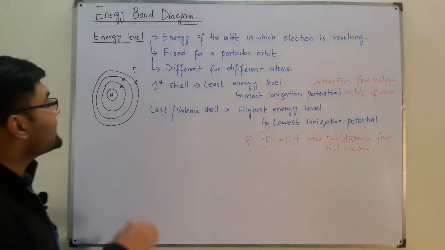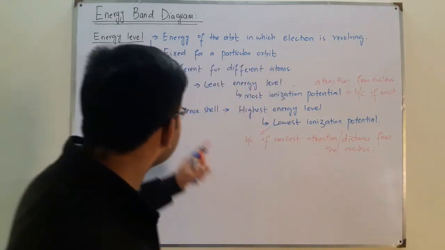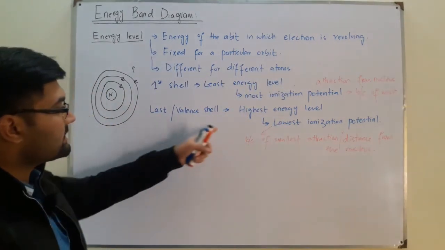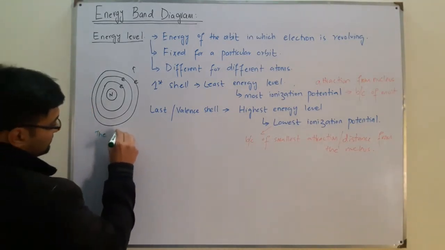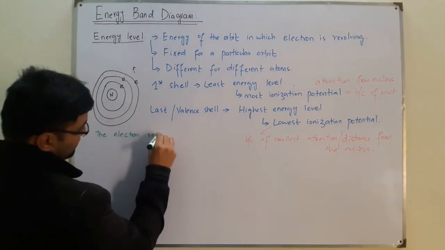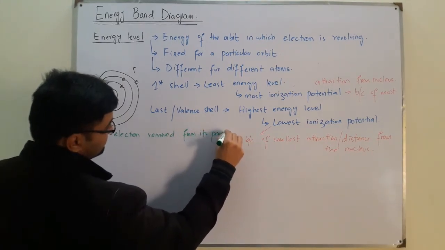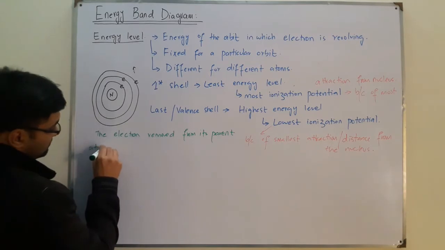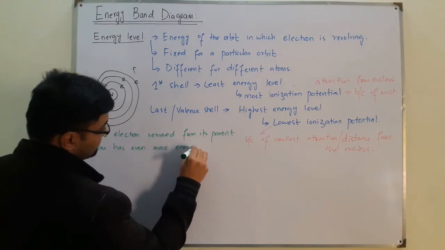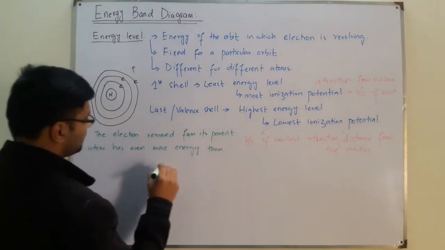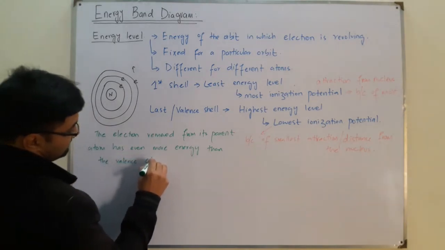And the electron that has been removed from the parent atom has even more energy than the energy present in the valence electron. The electron removed from its parent atom has even more energy than the valence electron of the atom.